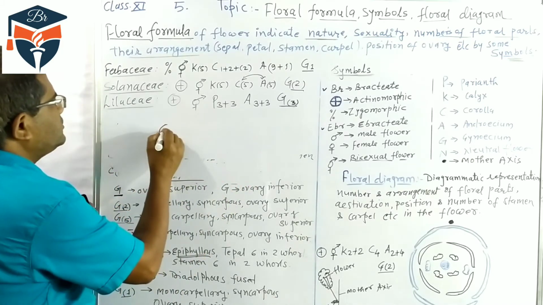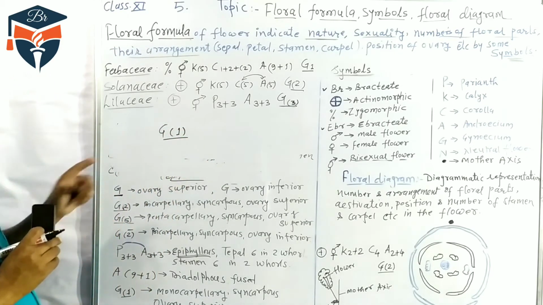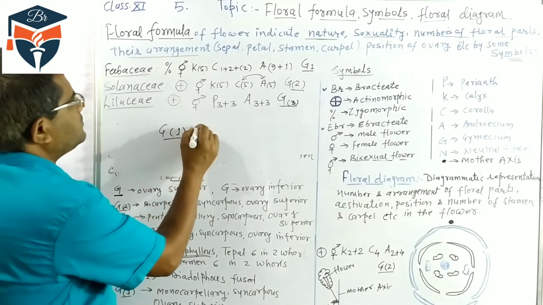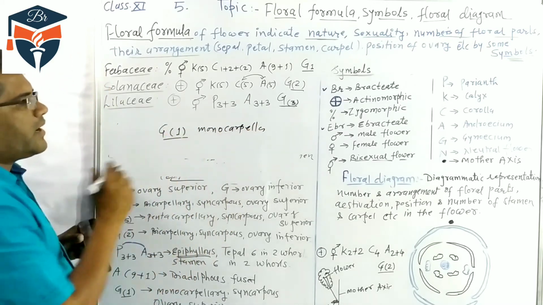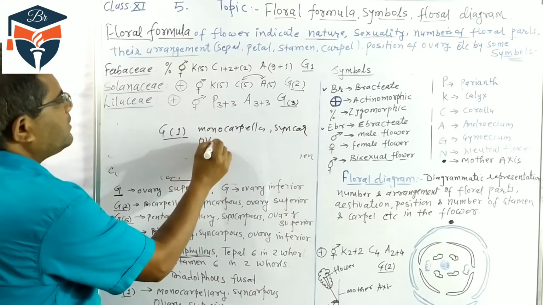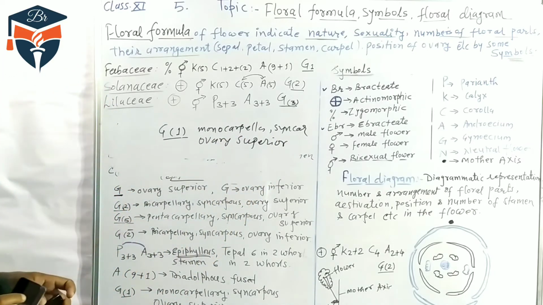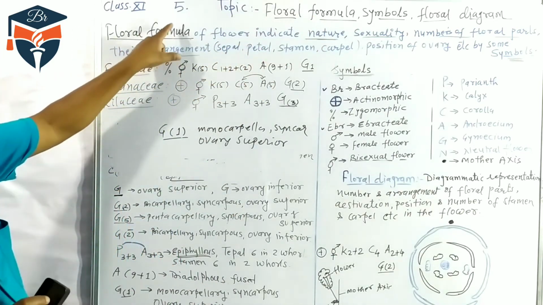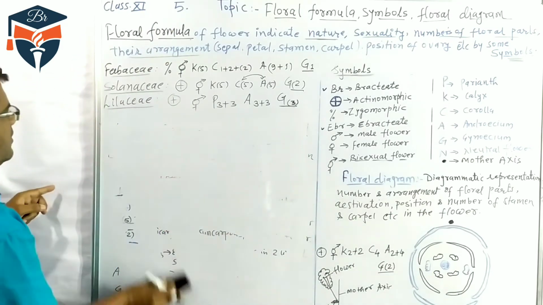More, if I am writing G, gynoecium, it is 1. Gynoecium monocarpellary, so the ovary is monocarpellary. Inside the bracket it means syncarpous, and it is ovary superior. So these are some specific symbols used for the depiction of floral parts in the floral formula. Now we can read some formulas which are given here.